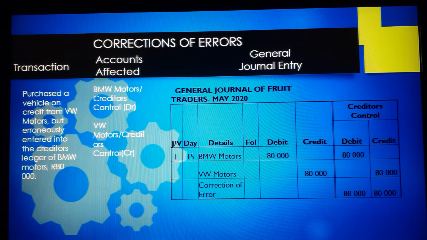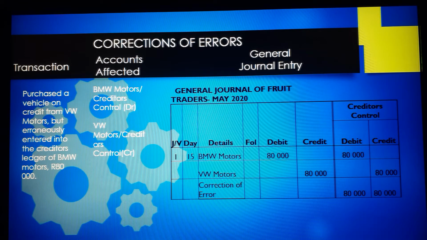If we look at our last lot of transactions, we are going to start off by looking at corrections of errors. In this case, it might have been information that was entered incorrectly. For example, we might have purchased a vehicle on credit from VW Motors, but we actually entered it into the creditor's ledger of BMW. So we now have to reverse that transaction.